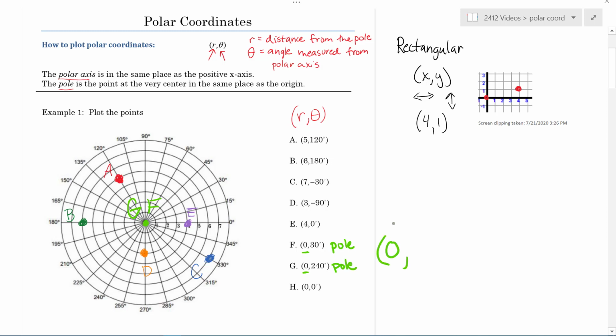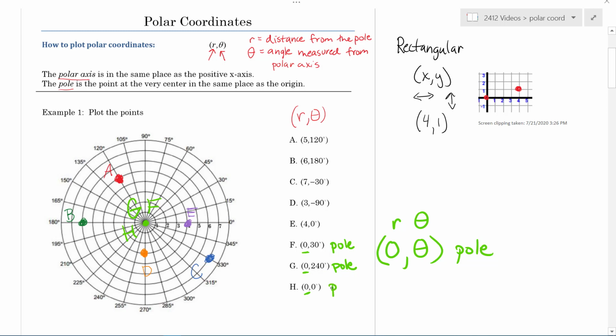If the R value of a point is 0, it does not matter what the angle theta is. This point with an R value of 0 will always be plotted at the pole. The angle could be 30 degrees, it could be 240, it doesn't matter. Now, it could also be that the angle that you're given is 0 degrees. But if the R value is 0, then you're not supposed to move away from the pole at all. So you start at the pole, move 0 units away from the pole, so stay at the pole, and face in the direction of 0 degrees. Well, it doesn't matter which direction you face, the point is still standing at the pole.